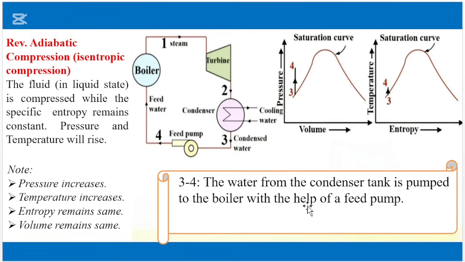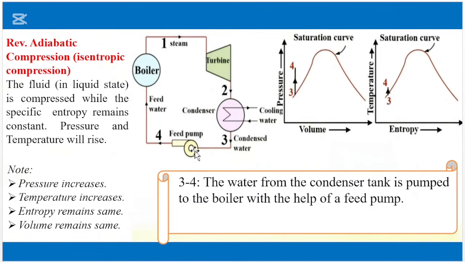So let's look into this particular diagram. Out of the four processes, where is the compression happening? The compression is happening in this component, the pump. The pump is going to compress the water. The second process is heat addition. Out of these four components, where is the heat addition happening? The boiler is the one where heat is being added, so heat is added to the water.